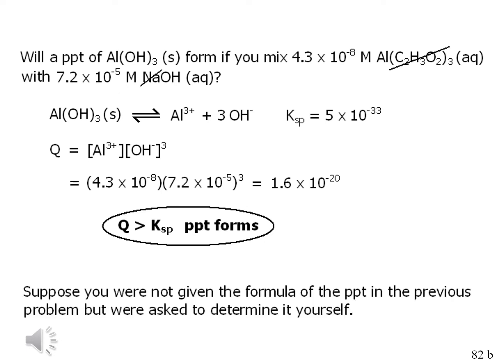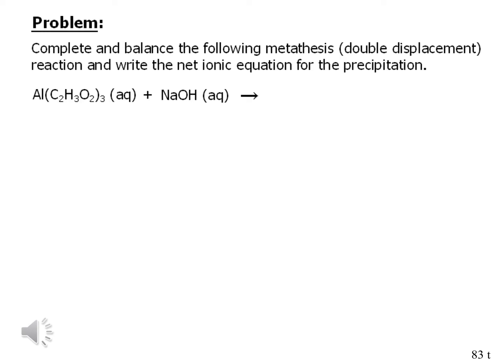Next, we're going to do the complete imbalance equation. Let's suppose that you were not told which of the compounds that form is actually the precipitate, and you have to figure it out for yourself. You would then get this kind of a problem. If you mix together aluminum acetate and sodium hydroxide, it's a double displacement or metathesis reaction. I want you to write the net ionic equation for the precipitation.